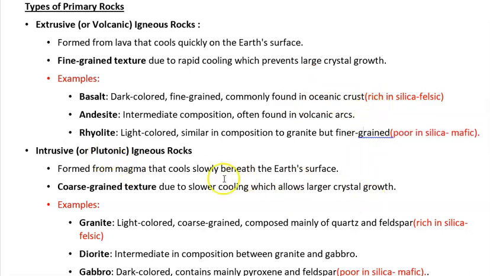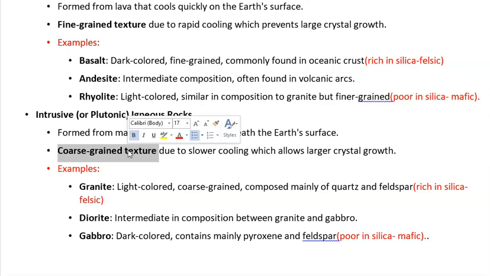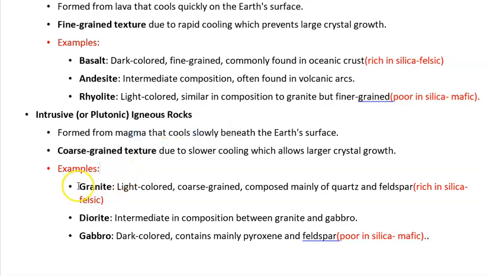Then if you come to intrusive igneous rocks, that means the lava will be cooling beneath the surface of the earth. So it will be cooling very slowly. So it results in grain formation, right? Some cooling here, some cooling here, like that. It's not uniform quick cooling. It is slow cooling, so slowly crystals will be formed. Then examples like granite, diorite and gabbro.